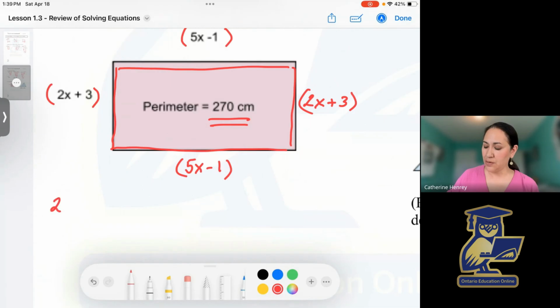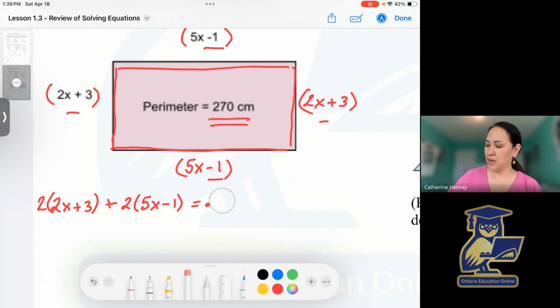We have 2x plus 3. We have 2 of them, so I'm going to multiply that by 2. I'm going to add it. Again, I have 2 of these sides, and so I'm going to multiply that 5x minus 1. And all of those sides add up to give you 270.